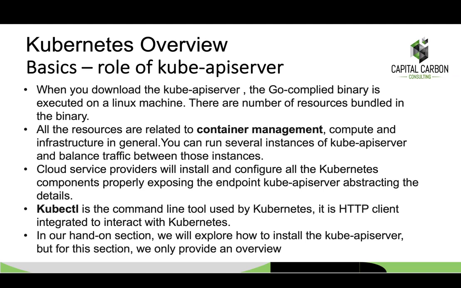Let's talk more about Kube API server. When you download the Kube API server, the Go compiled binary is executed on a Linux machine. There are a number of resources bundled in the binary. All resources are related to container management, compute, and infrastructure in general. You can run several instances of Kube API server and balance the traffic between those instances. Cloud service providers will install and configure all Kubernetes components properly, exposing the endpoints of Kube API server, abstracting the details.